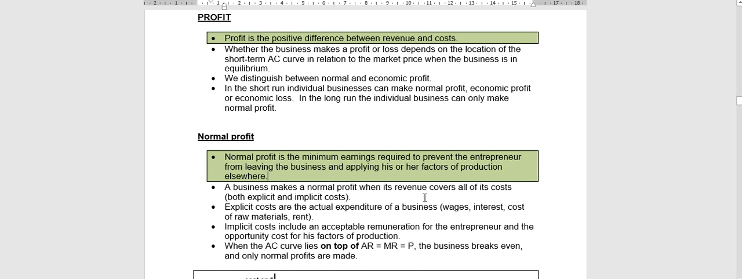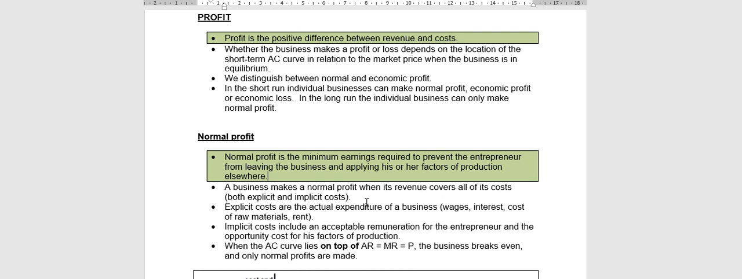Okay, so we say that a business makes a normal profit when its revenue covers all of its costs. When we refer to costs, we refer to both the explicit costs, the actual expenditure, plus the implicit cost, which is the remuneration of the entrepreneur, the normal profit. So basically a business will make a normal profit if total revenue equals total cost. So all my costs equal my total revenue, or average revenue equals average cost.